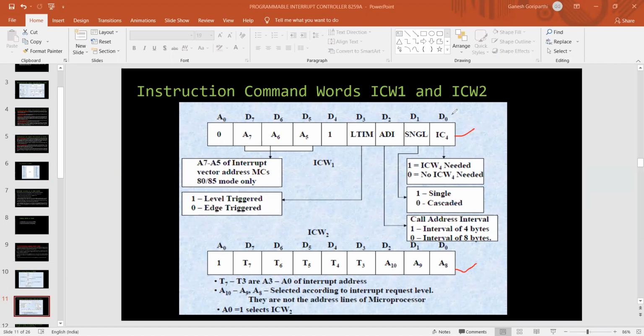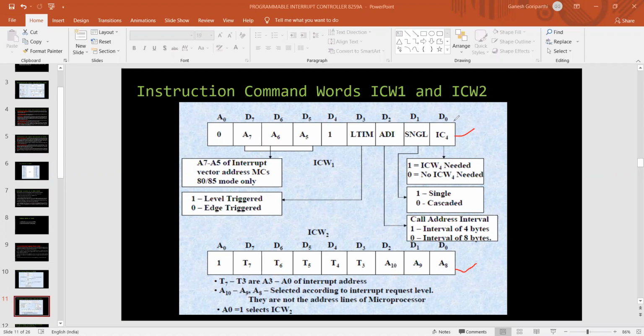As I told you, all the command words are 8-bit registers. Because the data bus buffer of the 8259 is 8 bits, you will have your command words as 8 bits only. That is the relation between the data bus buffer and the command words. As the data bus buffer is 8-bit, the command words are 8-bit registers only. Clear? Next, see here.